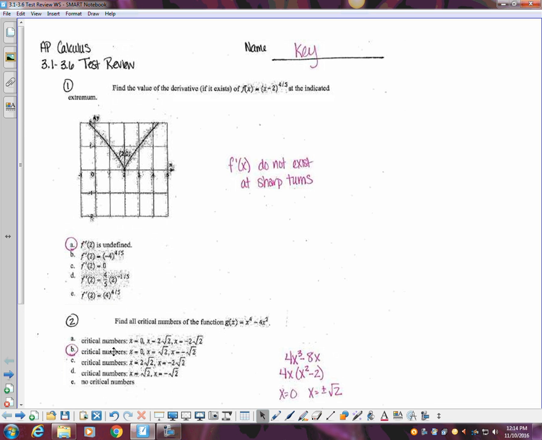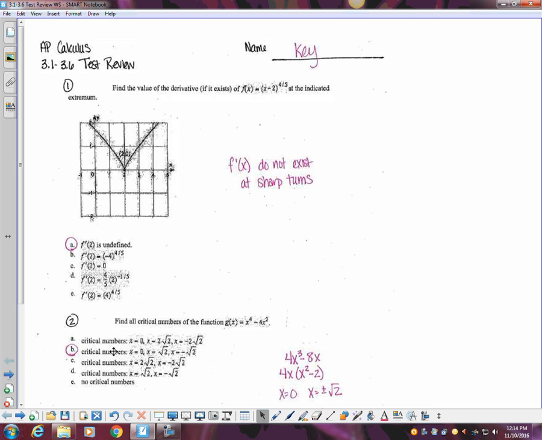Okay, so I'm going to walk through the test review, and I hope this helps you catch some of the little details that sometimes can sneak up on you on the test. Okay, so number one, this is find the derivative if it exists.